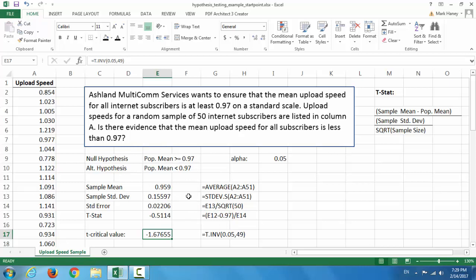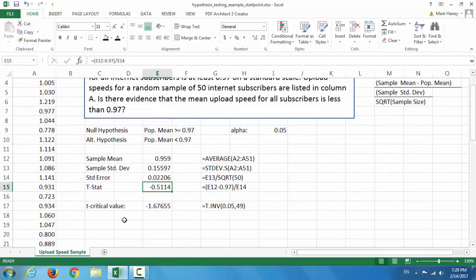Remember, the p-value is just the probability of getting a test statistic as extreme or more extreme than the one we got. Or in other words, a test statistic this far or farther from the mean of the sampling distribution of the test statistic that would occur if the null hypothesis were true. So in other words, on a one-tailed test where the rejection region is in the left tail, the lower tail, we have to find the probability of being less than negative 0.5114. And that is in a t distribution with 49 degrees of freedom.